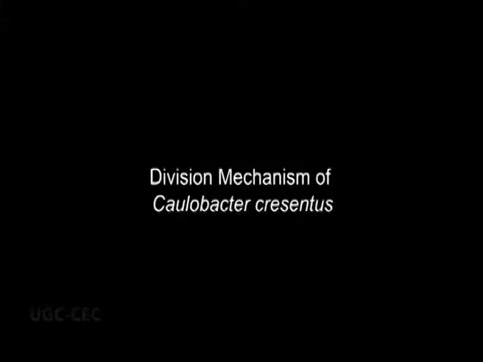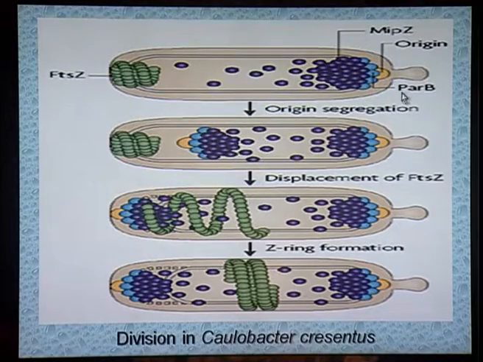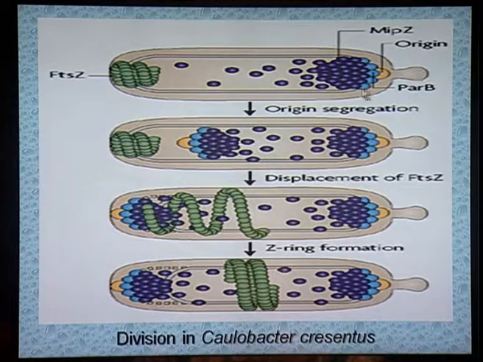First, let us see what happens in Caulobacter crescentus. Now, division in Caulobacter crescentus takes the help of proteins like MipZ, ParB. FtsZ is here. Now, Caulobacter cells have two kinds of cells. One is a stalked cell, you have the stalk here, and the other is a motile swarmer cell, which is not shown here because cell division event takes place in the stalked cell only and not in the swarmer cell.